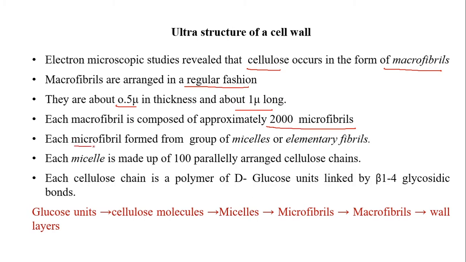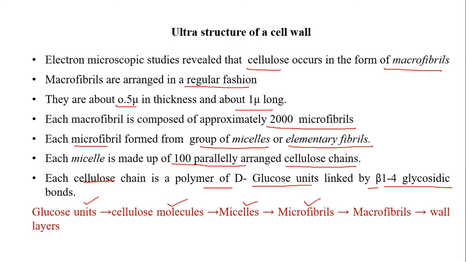Each microfibril is formed from a group of micelles or elementary fibrils. Each micelle in turn is made up of 100 parallelly arranged cellulose chains. Each cellulose chain is a polymer of D-glucose units which are linked by beta-1,4 glycosidic bonds. To summarize, we can say glucose units combine to form cellulose molecules. Cellulose molecules form micelle. Micelles form microfibrils. Microfibrils unite to form macrofibrils, which in turn form the wall layers.